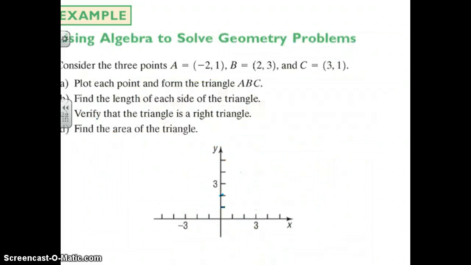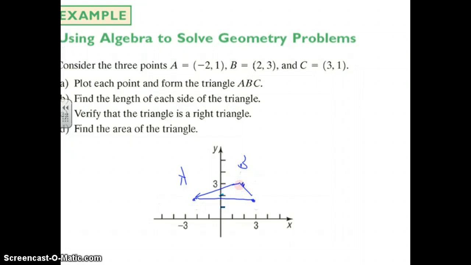This is kind of a longer problem. They want you to plot several points here: (-2, 1) for point A, (2, 3) for point B, and point C is (3, 1). And they want you to prove to me that this is a right triangle. Probably the right angle is right here at B. At least that's what it appears to be.